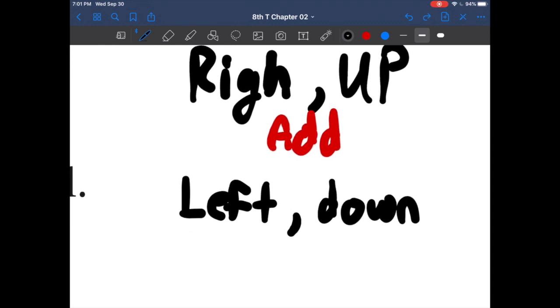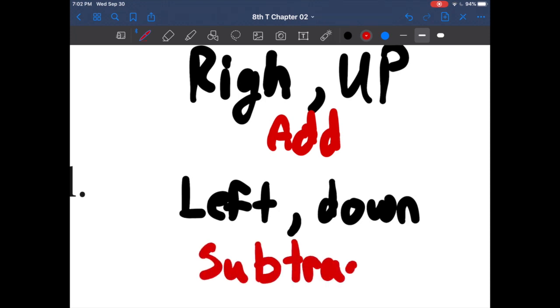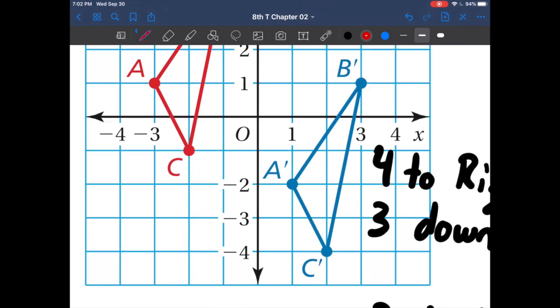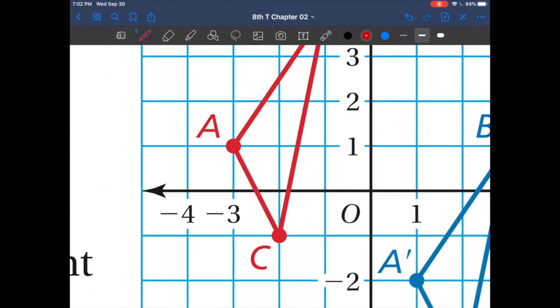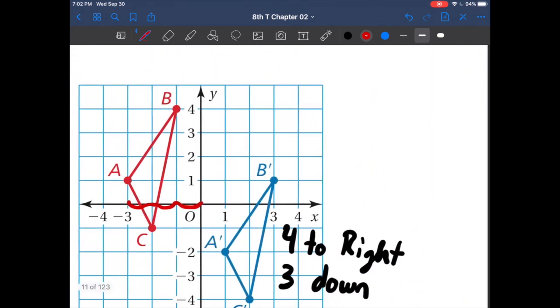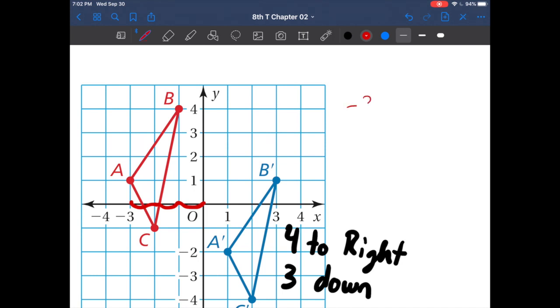Oops, let's do it in red. Okay, so make sure you write this down. If you go right and up, you add, and if you go left and down, we subtract. So if you guys remember the rules, what was it? 4 to the right and 3 down. Let's take a look at this point. What is this point again? This is 1, 2, 3, right? -3 and 1. So we have -3 and 1.